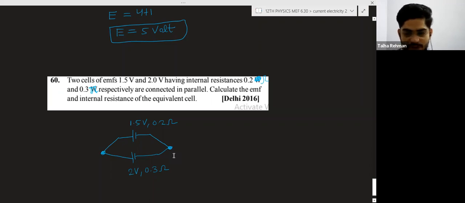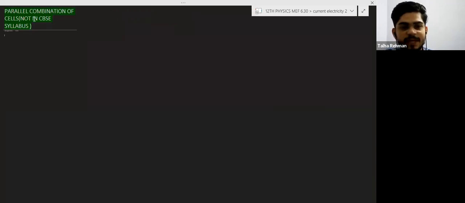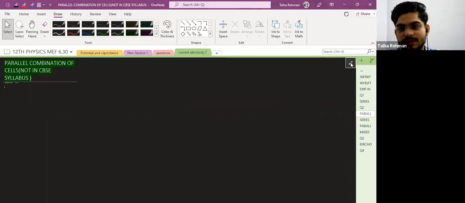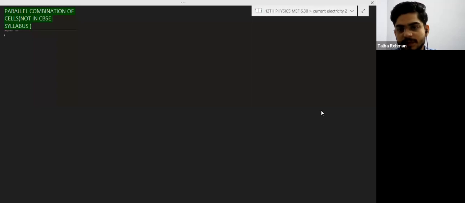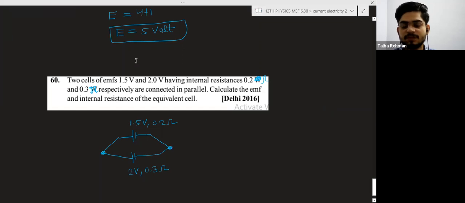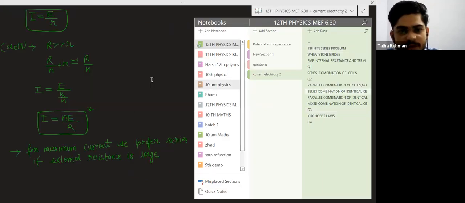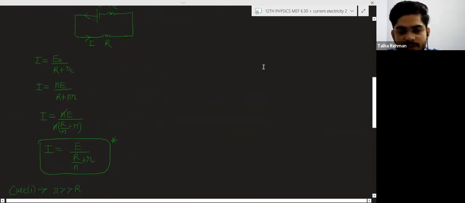And one more thing I want to tell you: the parallel combination of unequal cells is not part of your syllabus now. I have just taken this question because in competitive examinations you can get this question, so just for that I have taken it. And one more thing, I think we have solved this question.